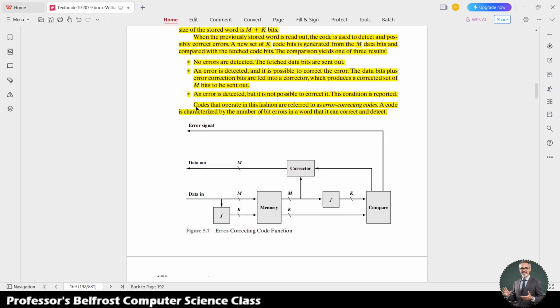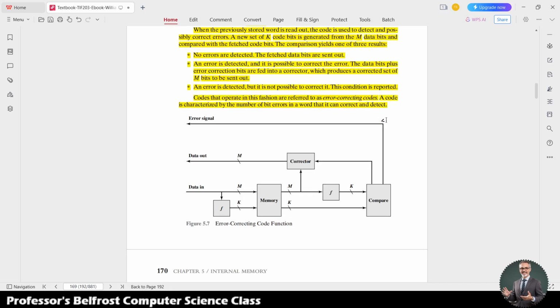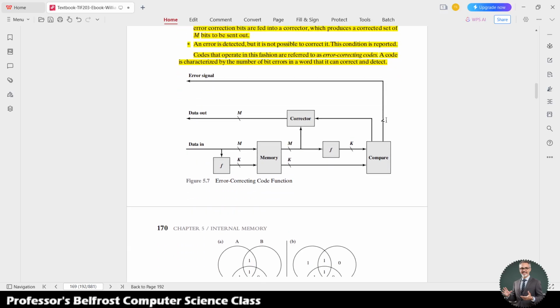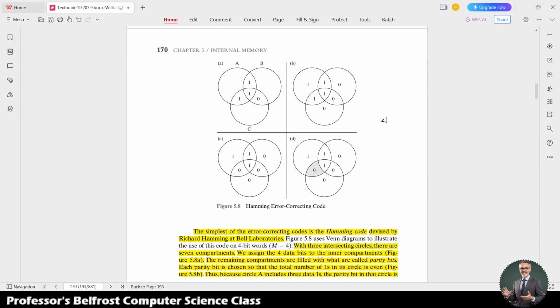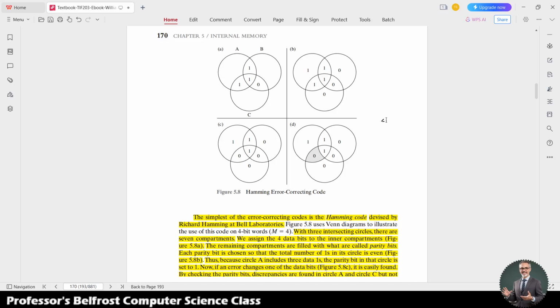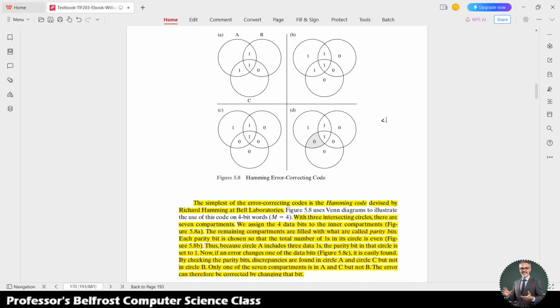Codes that are error efficient are referred to as error correcting codes. And a code is characterized by the number of bit errors in a word that it can correct and detect. There are actually many methods to do this, but one of the most used and the simplest ones to correct the error is by using the Hamming code, which was devised by Sir Richard Hamming at Bell Laboratories.